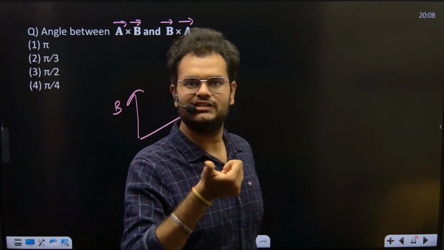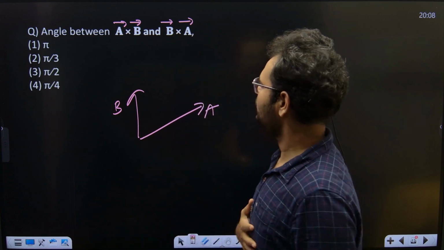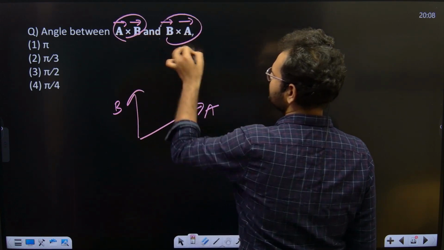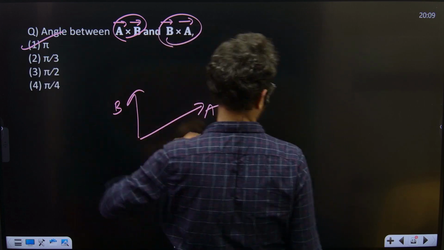One thumb is towards you, one thumb is away from you. What is the angle between them? 180 degrees. Anyway, I told you that a cross b and b cross a are what? Anti-parallel. We have discussed that property. That means the angle is pi. Finish. Next question.